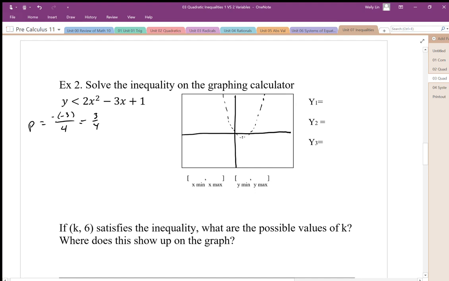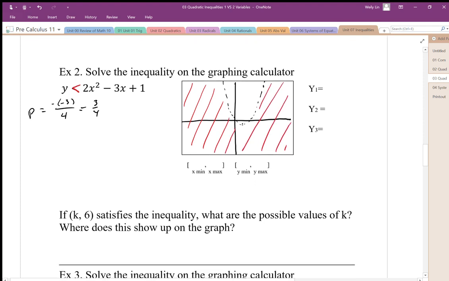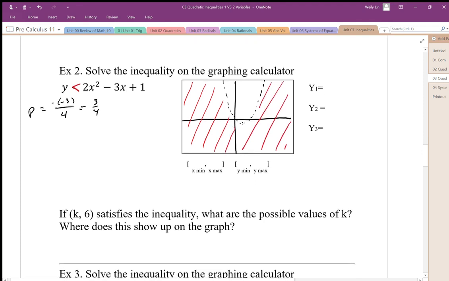The main idea though is, are we looking for the area above or below? When we talk about the inequality, we want y is less than, so we want the y that is below. So we want that area in there. Then we need to figure out what values of k satisfy this inequality. So what values of x then satisfy this inequality?